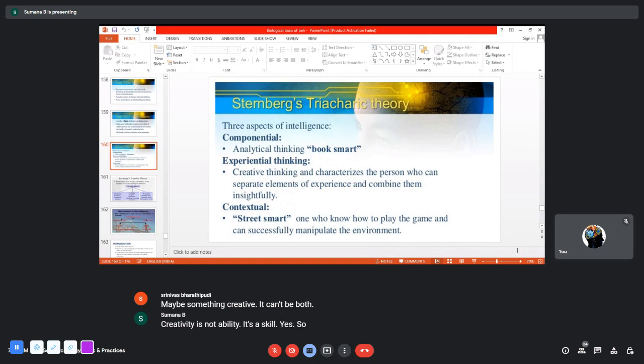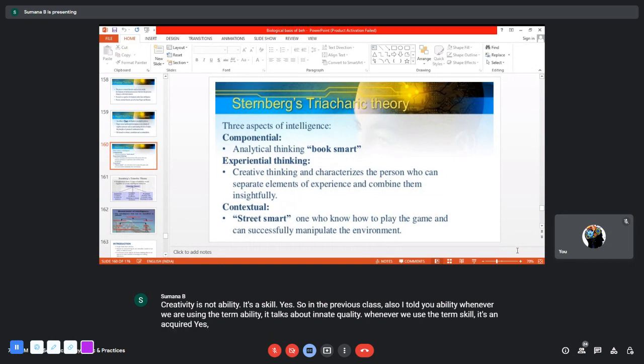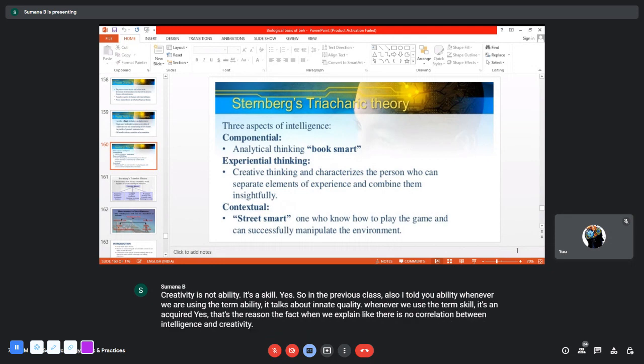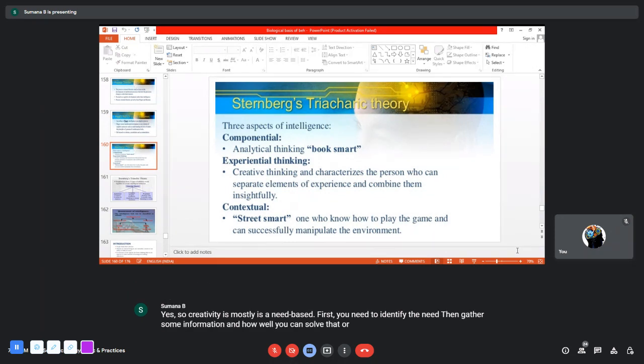In the previous class I also told you that whenever we use the term ability, it talks about innate quality. Whenever we use the term skill, it's acquired. That's the reason there is no correlation between intelligence and creativity. Every person can be creative in his or her respective domain. Creativity is mostly need-based. First you need to identify the need, then gather some information, and see how well you can solve or overcome that need.